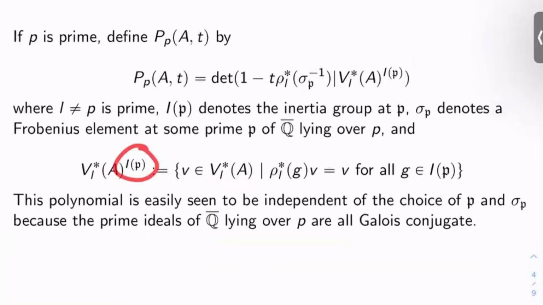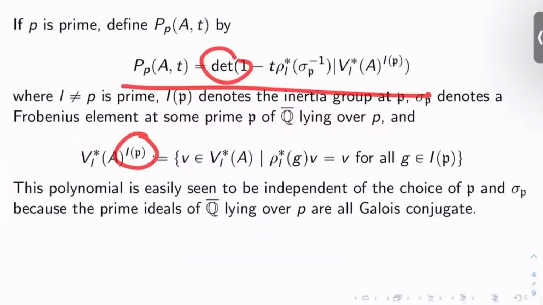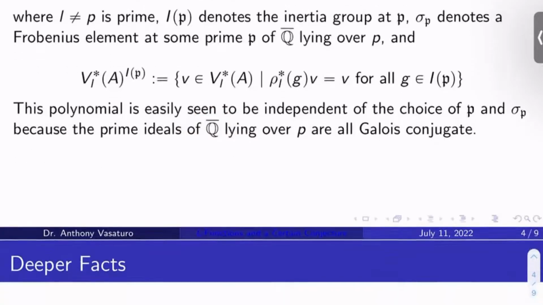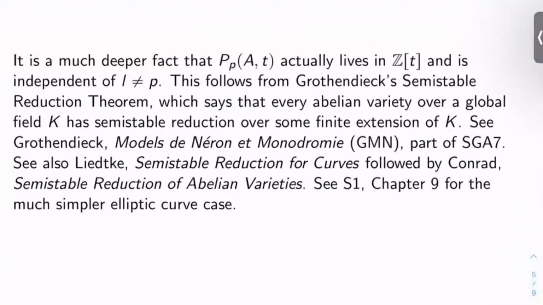Now, this is a polynomial because it's a determinant. It's easily seen to be independent of the choice of frak p and sigma sub frak p. Remember, sigma sub frak p is an actual equivalence class of objects. So technically you could change frak p and sigma sub frak p, but this polynomial is independent of both choices, basically because prime ideals of Q bar lying over p are Galois conjugate. That's something you learn in a basic algebraic number theory book or course. Now, there are some deeper facts about this local L factor.